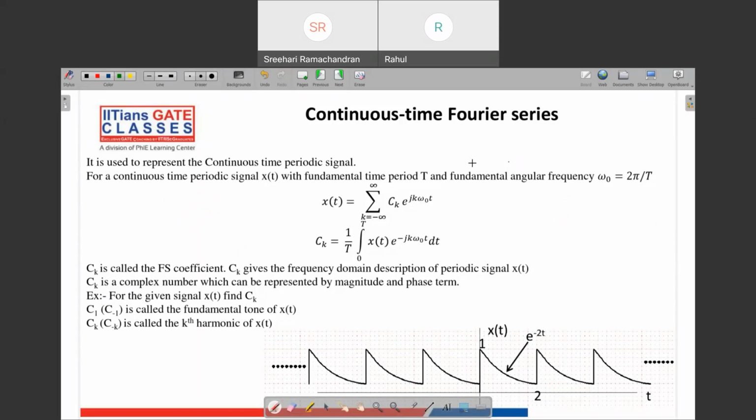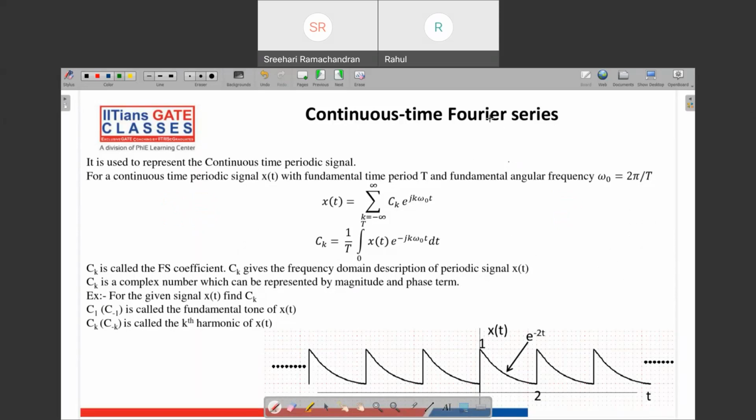So we'll start with the continuous time Fourier series. The continuous time Fourier series, we use it to calculate the Fourier series of a periodic signal. We don't use it for a non-periodic signal. This continuous time Fourier series is applicable only for periodic signals.